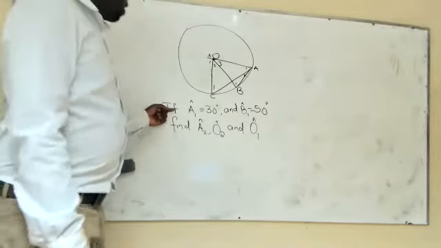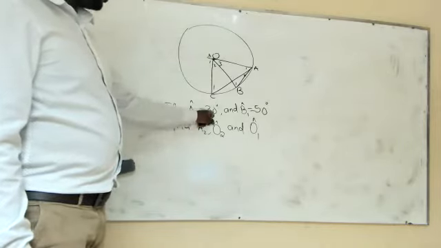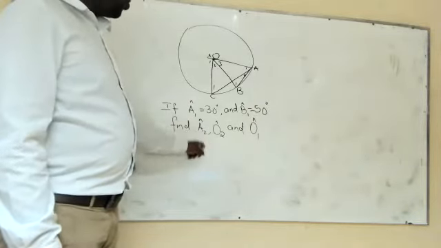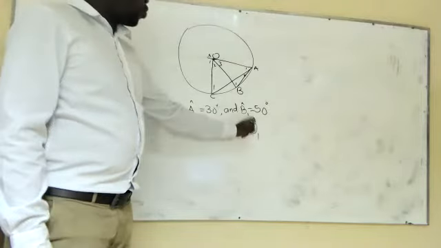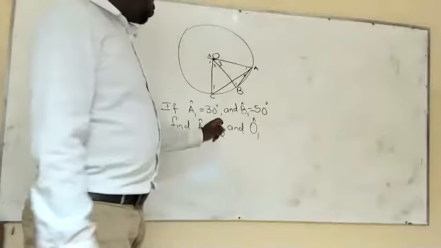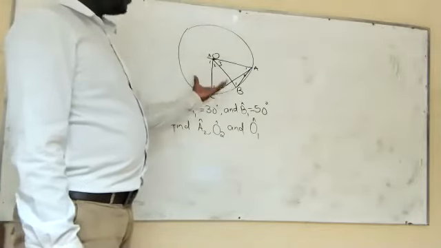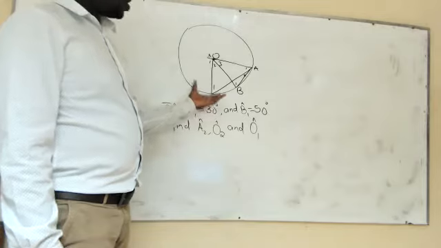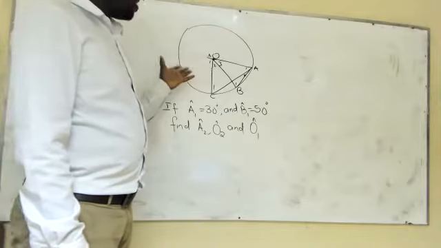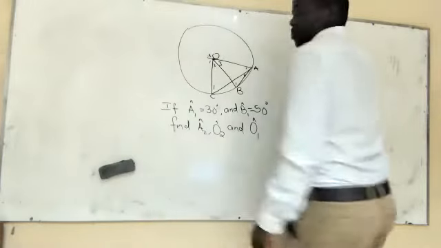Now, with that information, we are told that if A1 is equal to 30 degrees and B1 is equal to 50 degrees, find A2, O2, and O1. So the question is, how do you find A2, O2, and O1? You need to study the information that you're given from this triangle. It's a matter of remembering the theorems that we have covered already, along with other theorems from grade 9, which are important. Let me remind you of those theorems because they are important.